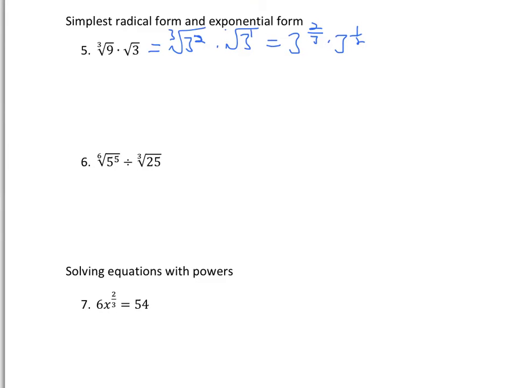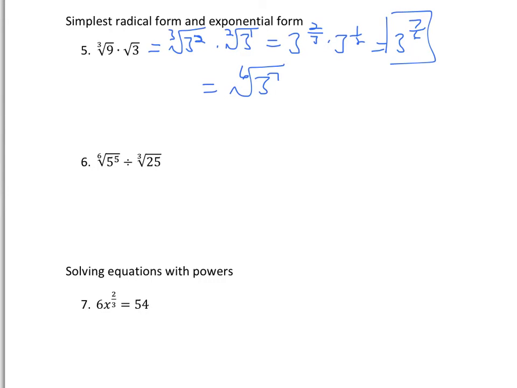Remember, you've got an invisible 1 and invisible 2 there. That's why it's 1/2 power. So you just add the exponents, keep the base. Oops, should be 7/6. 4/6 plus 3/6 is 7/6 power. So that's the exponential form, and to write it in radical form, we've got the 6th root of 3 to the 7th.